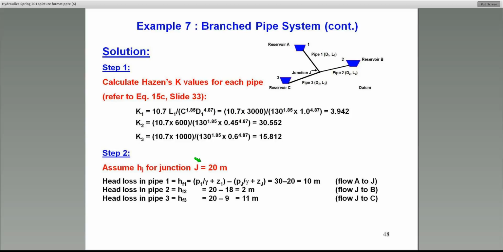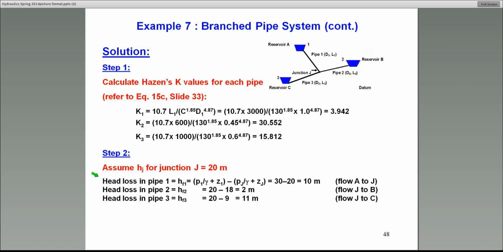That basically puts me between reservoir A, which is, remember, 30 meters, and reservoir B, which is at 18 meters. So this puts me between reservoirs 1 and 2. So basically, my continuity equation should say the flow coming out of reservoir 1 must equal the flow going into reservoirs 2 and 3 combined. Let's see if that's true and how much we're off by, by assuming this particular hydraulic junction head.